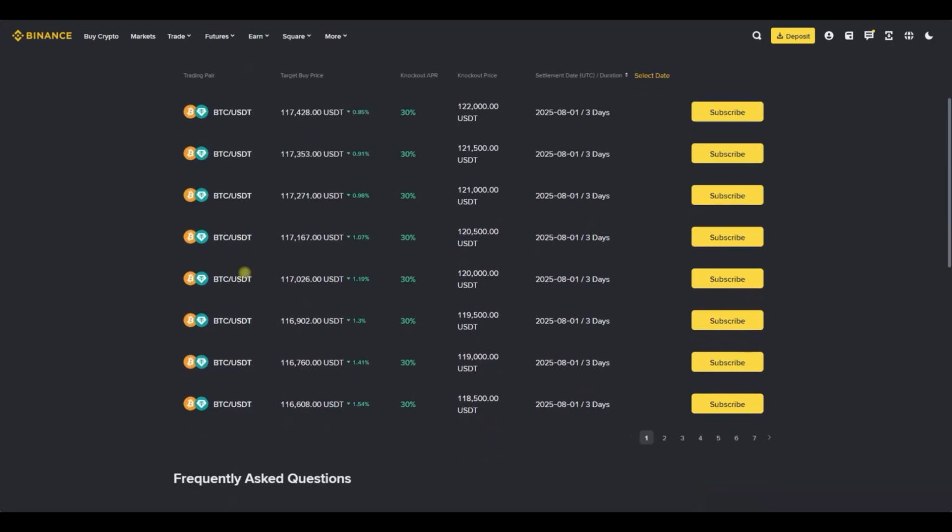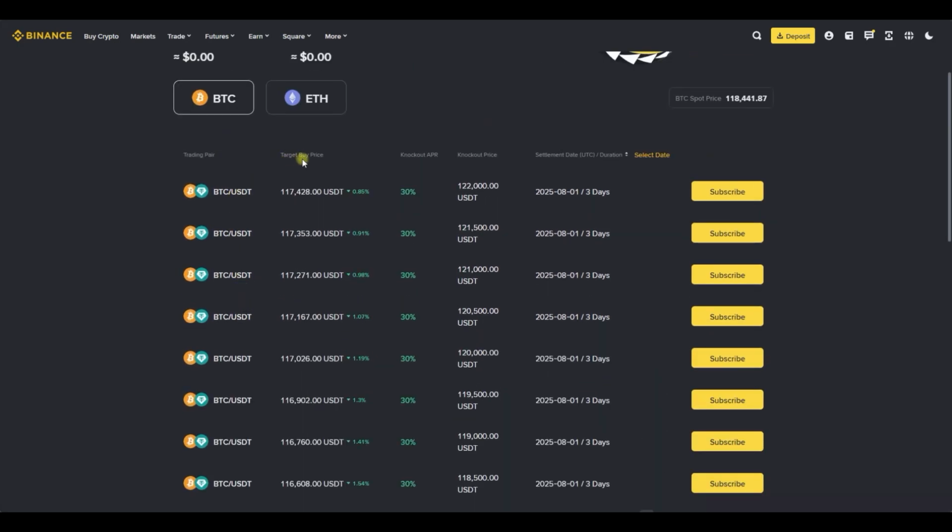The target buy price is the specific price you're aiming to buy the crypto at. Of course, you could just place a regular limit order at a lower price, say $117,428, but this is where the system differs. The key difference with this system is the expiration date you see here. For this one, it's 3 days.